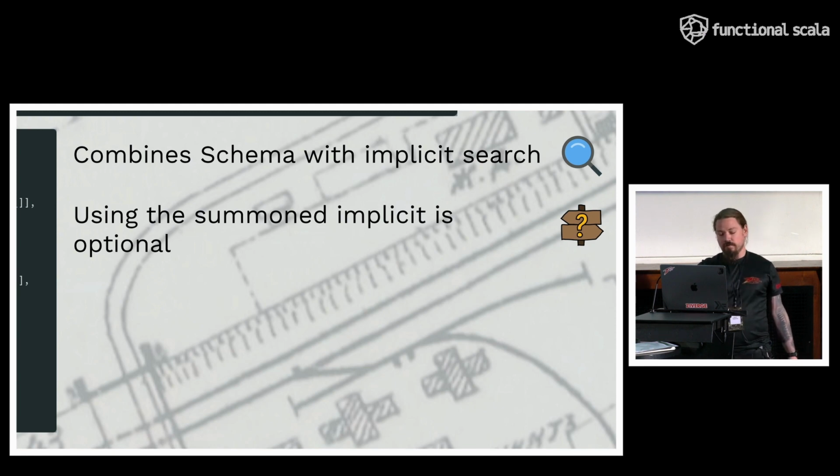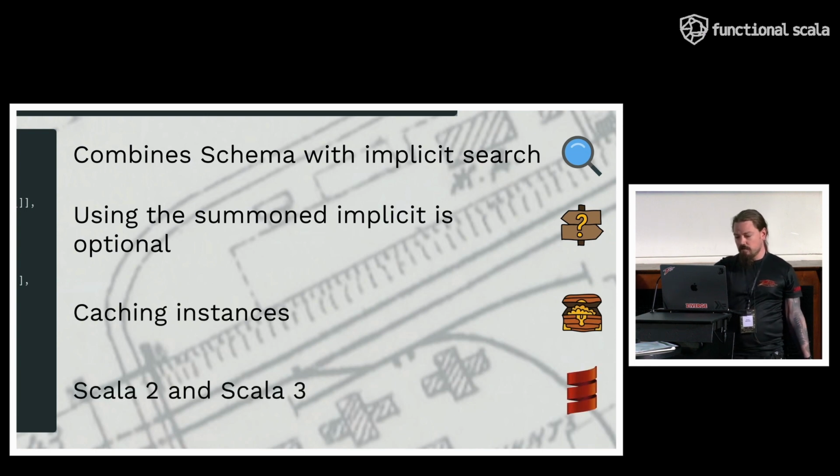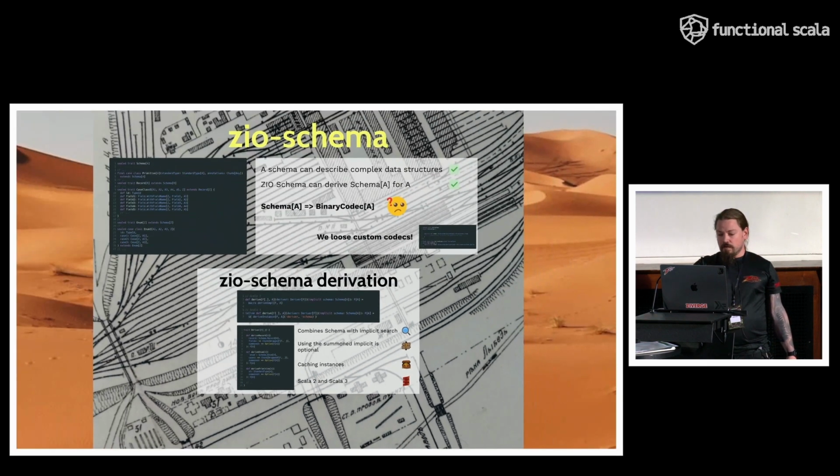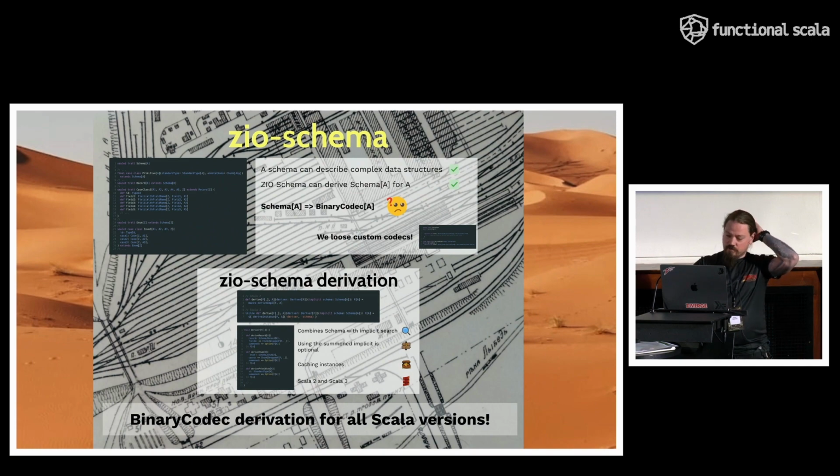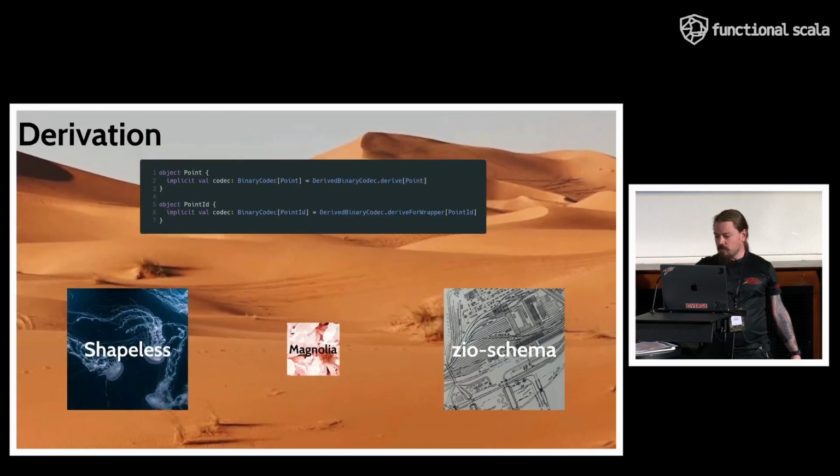But it's the implementer's choice. It supports caching instances. And the best part, in my opinion, is that it's for Scala 2 and Scala 3, and it's the same interface. You only have to implement it once. And with this, the binary codec derivation is finally available for all Scala versions in Desert.